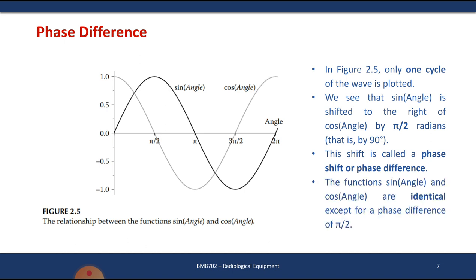So although the two functions are very similar, like each has one upper peak and a lower peak, there is a phase difference of pi by 2. So this is what we mean by phase difference.